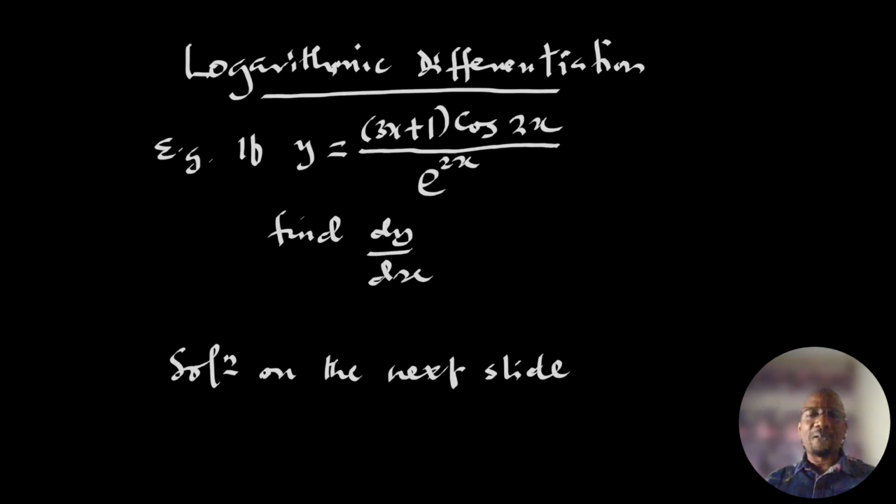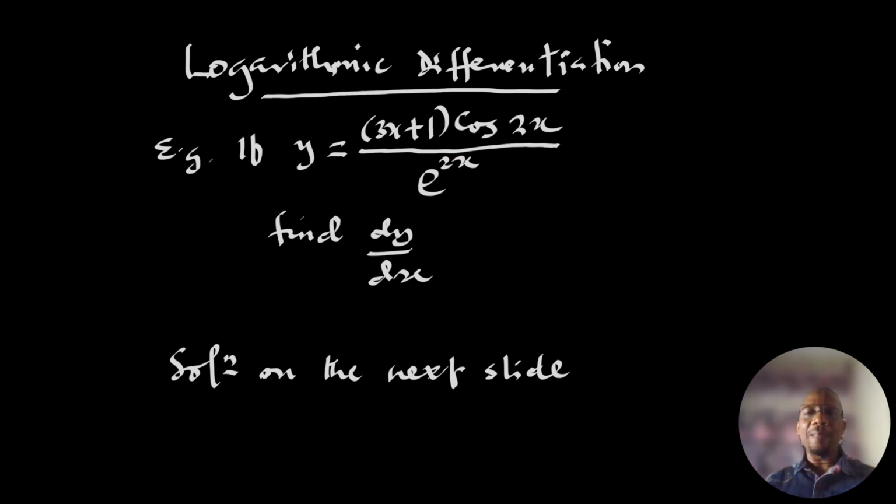All right, that is for implicit. The next technique is logarithmic differentiation: differentiation of functions involving logarithms or exponentials. If I look at this example, if y equals cos 2x over e to the power 2x, find dy/dx.